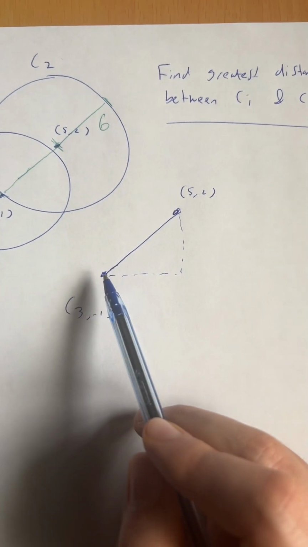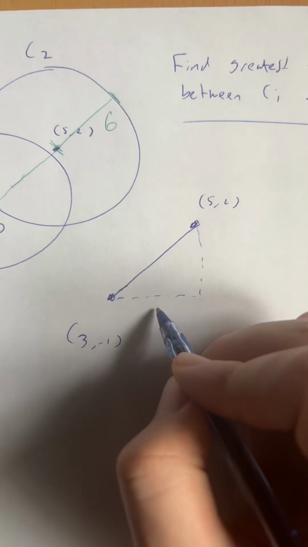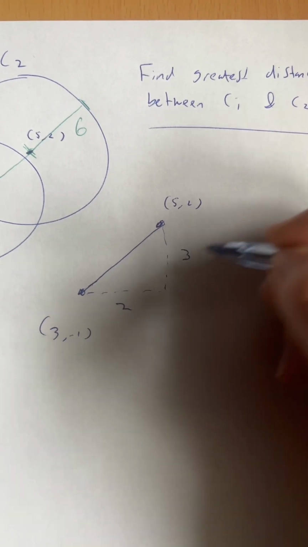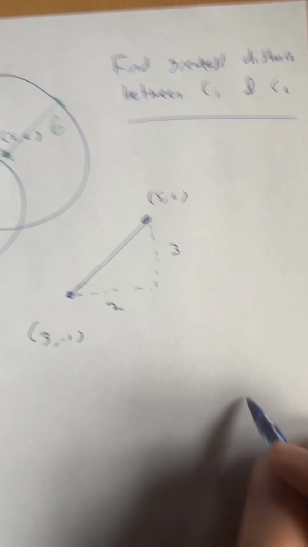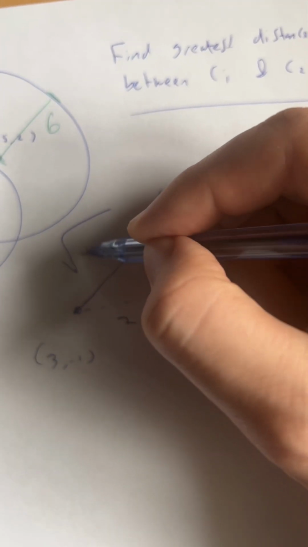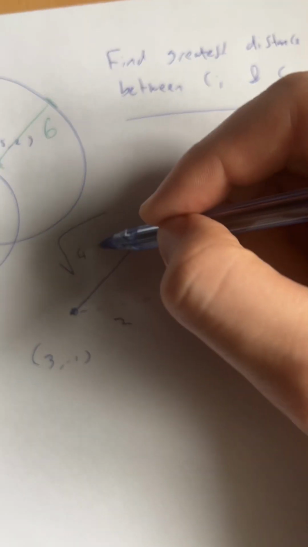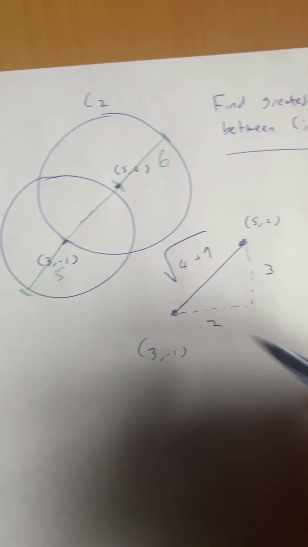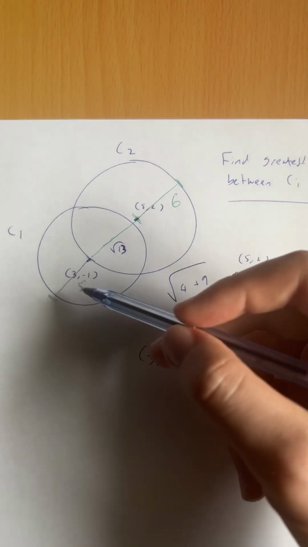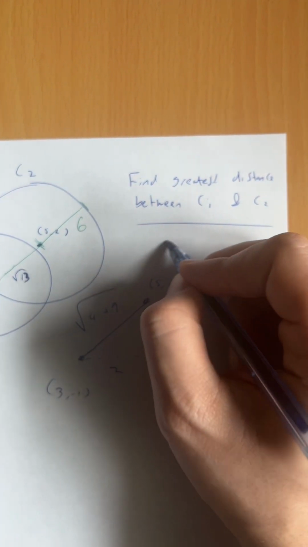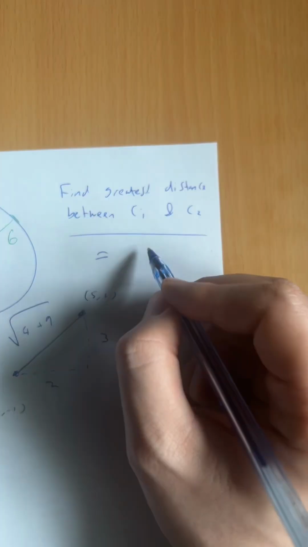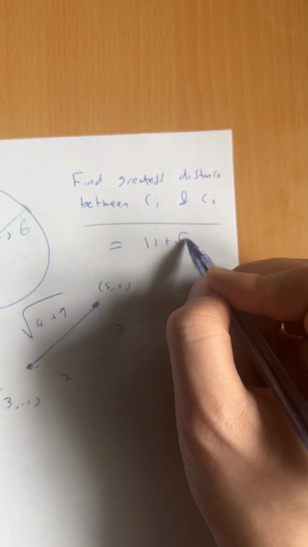So we're going from an x coordinate of 3 to 5. That base must be 2. And then y coordinates are -1 to 2. That must be 3 there. So just doing Pythagoras, that's going to be the square root of 2 squared, 4, plus 3 squared, 9. So root 13. So that there must be root 13. And so therefore the greatest distance for this question is going to be 6 plus root 13 plus 5. So 11 plus root 13 with this question there.